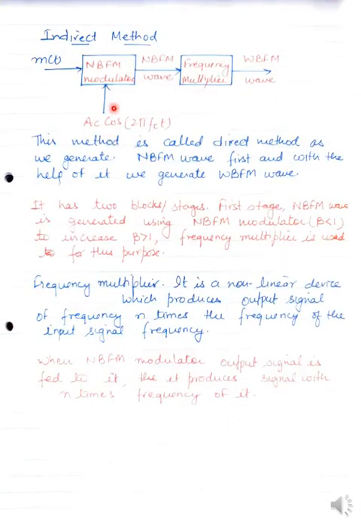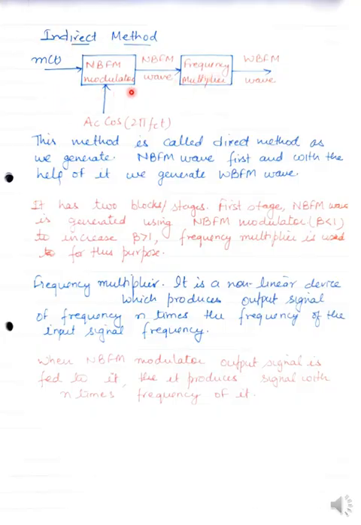In the indirect method, you will first generate NBFM, and then you will use a frequency multiplier to increase the frequency of the generated NBFM so that it becomes wideband FM. Or you can say you have a small bandwidth available, so you multiply it. Let's say I have 1.1 unit of bandwidth available and I multiply it by 100, so it will become 110. In a similar way, we are going to use a frequency multiplier here.